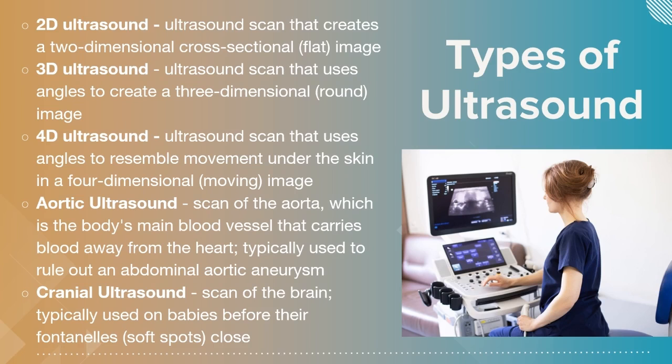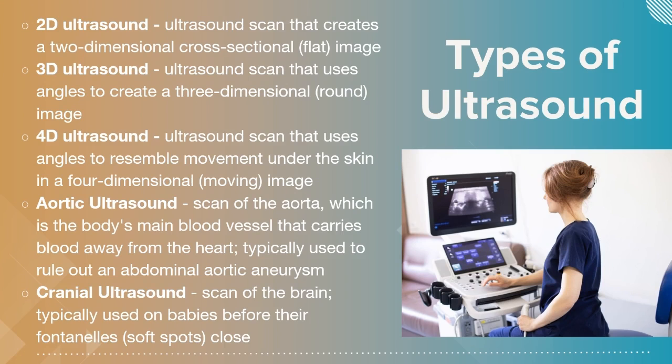So these are the different types of ultrasounds that are available. There's 2D, there's 3D, there's 4D, and it has to do with the dimensions of what you're seeing in your scan. A 2D ultrasound scan creates a two-dimensional cross-sectional flat image. 3D uses an angle to create a rounded three-dimensional image of the internal organs, the baby, whatever it is you're trying to visualize. 4D ultrasounds add movement under the skin in a moving motion, so more Doppler, blood flow, things like that.